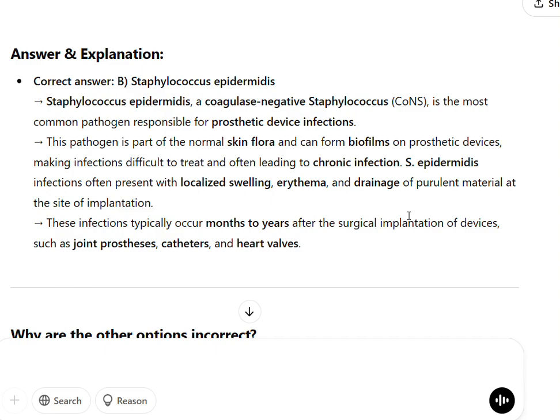S. epidermidis infections often present with localized swelling, erythema, and drainage of purulent material at the site of implantation. These infections typically occur months to years after the surgical implantation of devices, such as joint prostheses, catheters, and heart valves. Why are the other options incorrect?